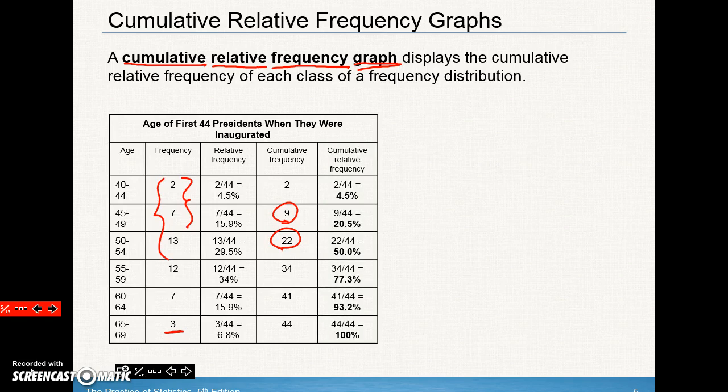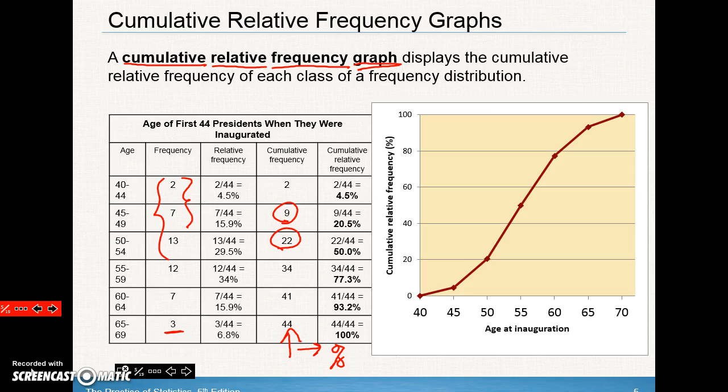Next, we're going to calculate the cumulative relative frequency by turning this column, the cumulative frequency column, into percents. So we divide by 44, that gives us our percents. Notice that at the end we add up to 100%. And then we put it on a graph.